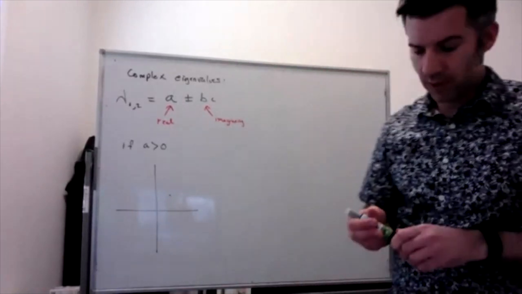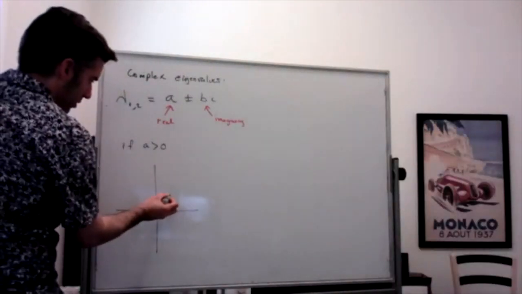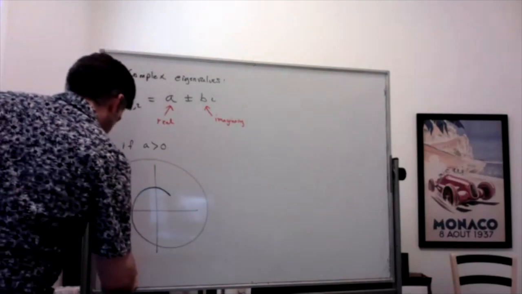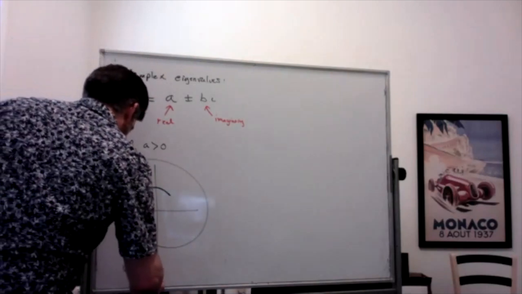Okay, so if a is greater than 0, you're going to have an unstable spiral. You start at some initial condition, and it's just going to spiral outwards. So, unstable spiral.